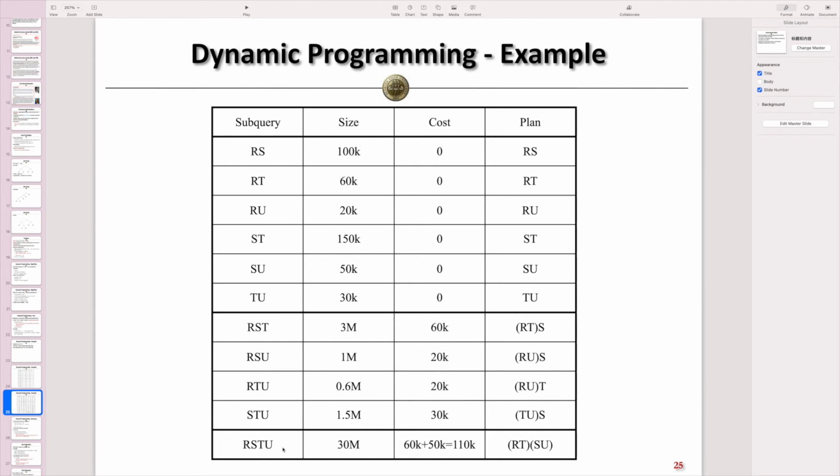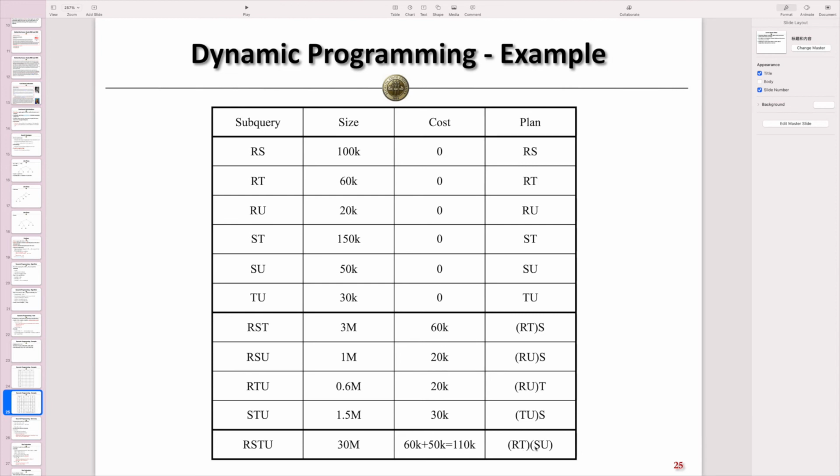As for the cost, we have to enumerate all the possible combinations for this RSTU. It can be decomposed into either a combination of three relations joined with one relation, like RST joins U, STU joins R, and other options, or we can decompose it into two pairs of relations, like RS joins TU, RT joins SU, RU joins ST, etc. According to the formula we showed before, we can calculate the cost of these different combinations, and find the optimal combination.